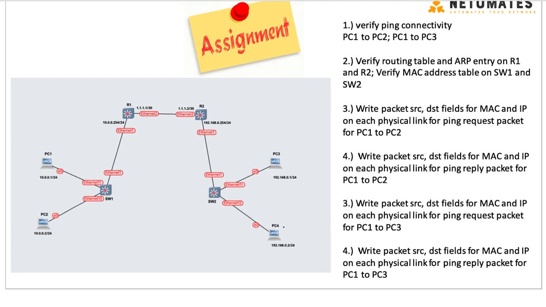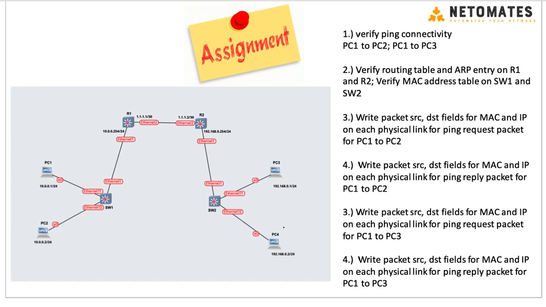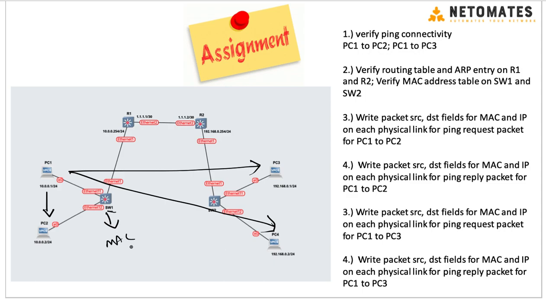So the assignment for this class is to build a similar topology. You can use any IP addressing scheme, it doesn't matter. But make sure you are able to ping between PC1 and PC2, and PC1 and PC3, and you should be able to ping PC1 to PC4 as well. Okay, and verify how the switch is learning MAC addresses. Every time you do a ping, see if there is any change in the MAC address table. The command will be show mac address-table.